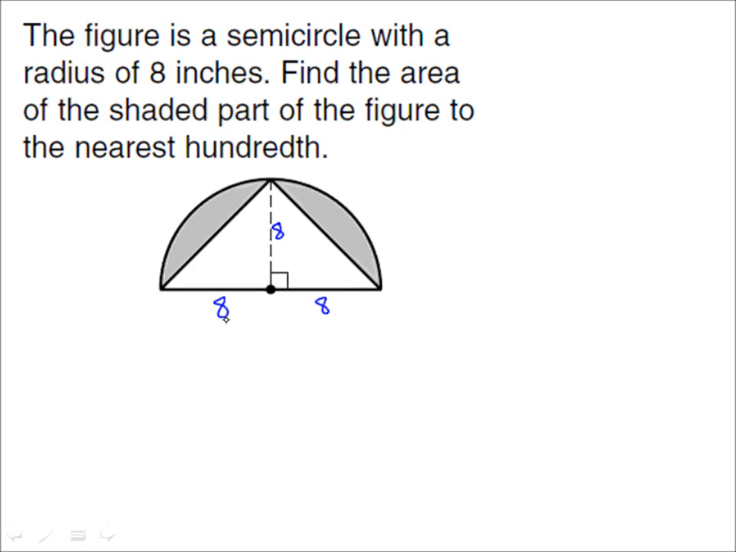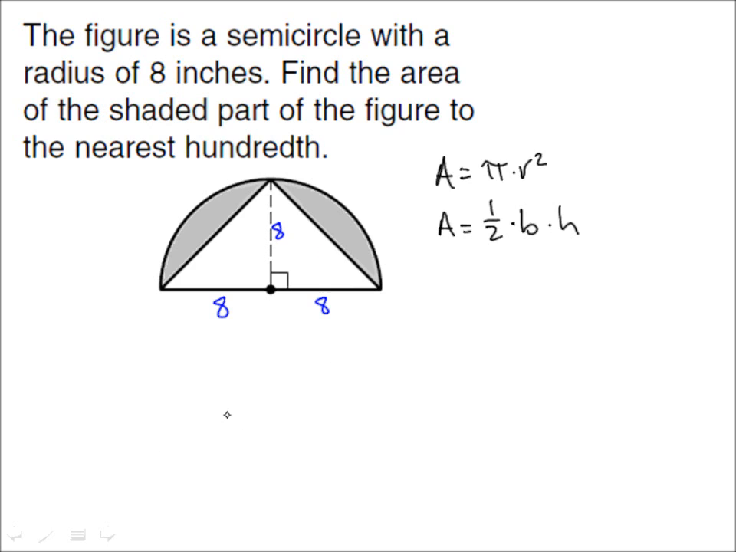So you can see here I have a triangle with a base of 16 and a height of 8, and I have the area of half of a circle. Well, let's write down some of the things that we know, right? The area of a circle is equal to pi times the radius squared, and the area of this triangle is equal to 1/2 times the base times the height. So basically what we're going to do is take the area of half of a circle. So I'm going to be dividing the area of a full circle in half, and I'm going to subtract from it the area of this triangle.